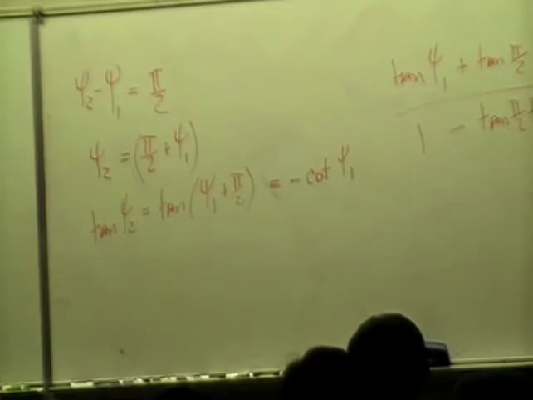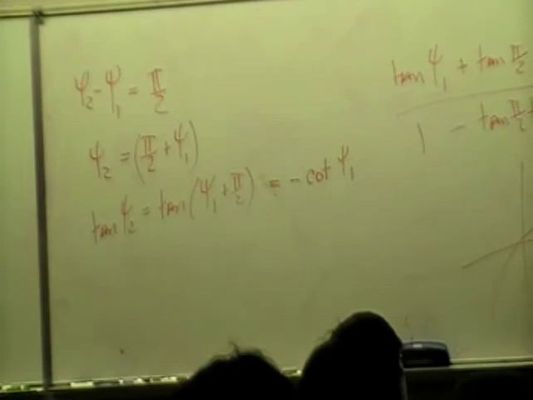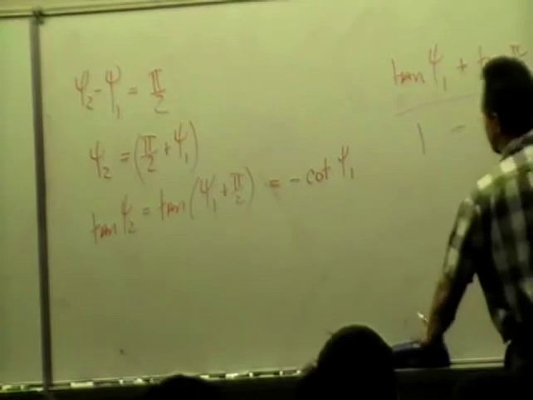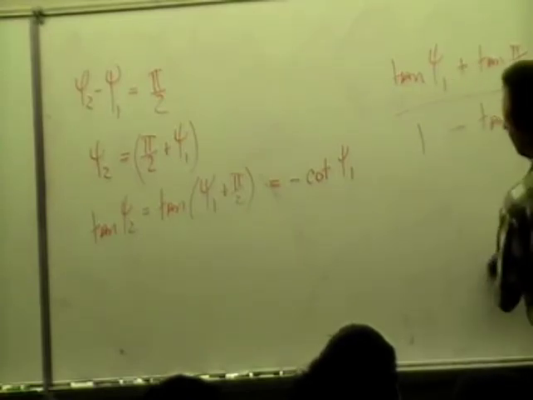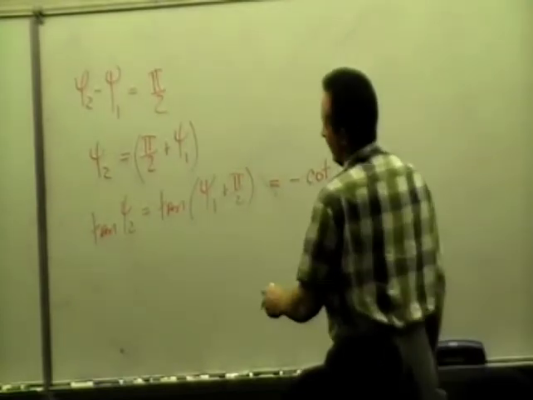What's the tangent of pi halves? Here's a tangent, folks. Right? Is that the tangent? Yeah. Isn't it undefined at pi halves? Yeah. That's why we can't use this identity. That's why I didn't do it that way.